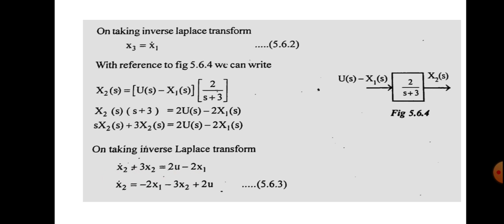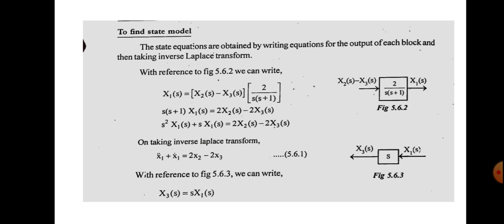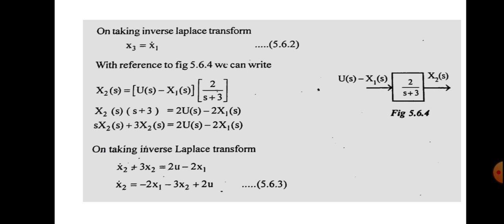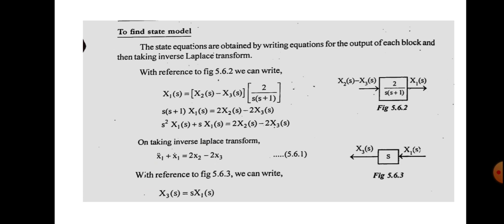Okay, so these are the three equations. So you have 561, 562 and 563. You need x1 dot, x2 dot, x3 dot form. So x1 dot is x3, that you can directly write from this equation. Here x2 dot is equal to this equation, and next you want the x3 dot equation, but here you don't have the x3 dot equation, you have the rest of the terms. So you need to find an x3 dot equation.